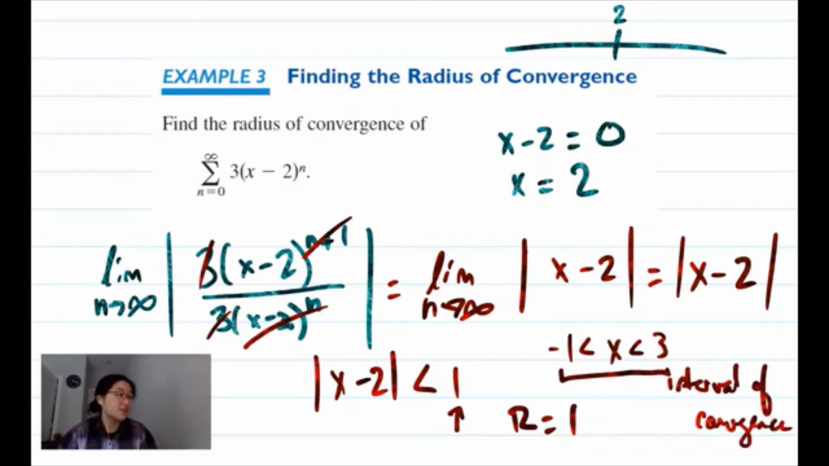We do need to check the endpoints, and we can check those with the geometric series that we end up with. So we don't include this, and we have 3, we also don't include this, because the geometric series that we get there, raised to the n power, we need that to be less than 1.